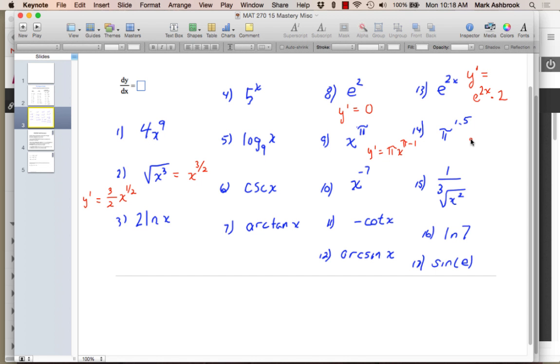Yeah. How about the next one? 14. Pi to the 1.5. Okay, good. Another, watch out. This is another constant. This is a constant to a constant power. That just gives you a constant. Y prime is 0.